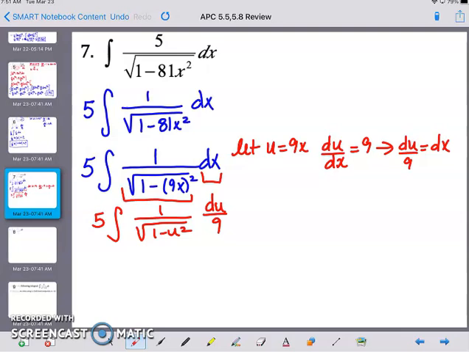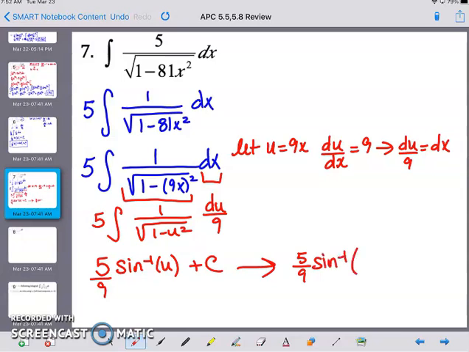And as I said before, that 1 over the square root of 1 minus u squared, that is the derivative of inverse sine. So its antiderivative is just going to be inverse sine of u. So this is going to be 5 times inverse sine of u. Oh, and I've got my, sorry, I should have divided by 9 here because of that du divided by 9. So I've really got 5/9 times inverse sine of u. And then I'm going to need a plus c. And of course, I want to plug my u back in for my final answer. So when I do that, I'm going to get 5/9 times the inverse sine of 9x plus c.